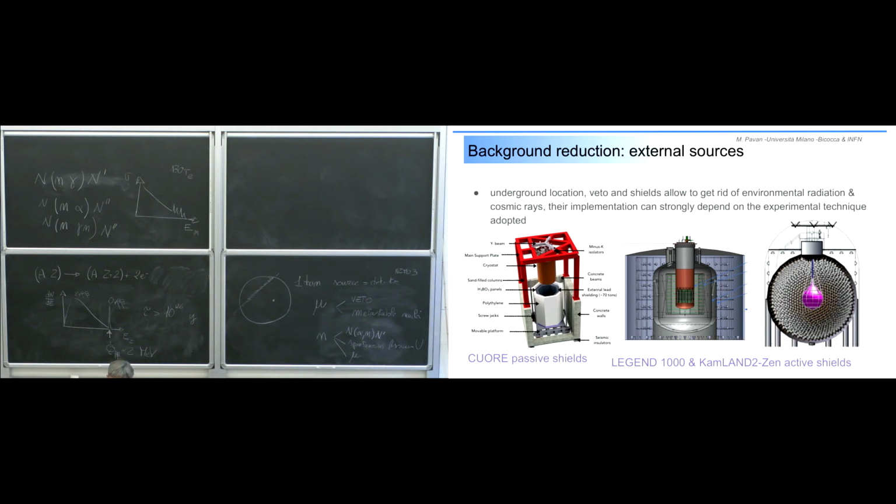Depends on the interaction that you want to reject. If it is just a prompt interaction in correlation with the particle that I'm tracking, I can veto. So we open a gate, a window in which we do not accept events, that has more or less the time response of your detector.